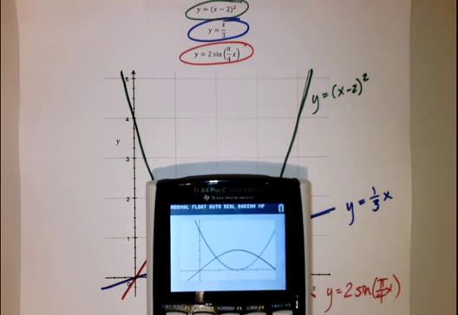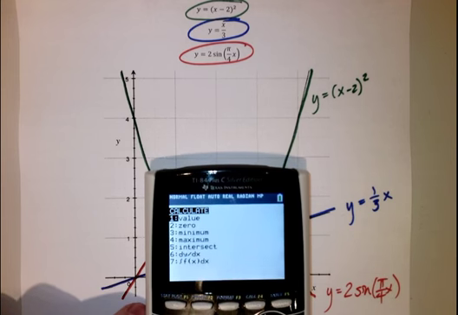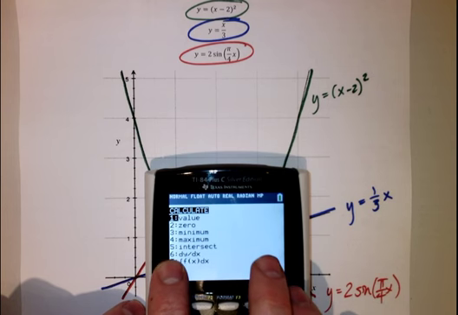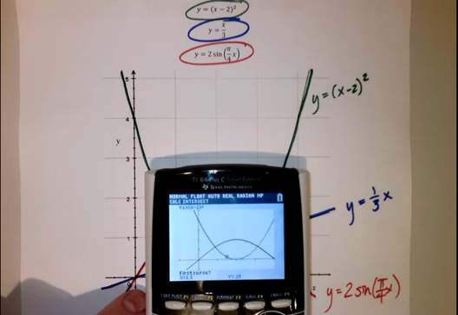To calculate their points of intersection, use second calc. Calc goes right above the trace, so you press the blue second button and then trace, which gives you calc. Down here you see intersect at 5, so press 5, and it gives you what looks like a little flower on one of the curves. Go towards the intersection that you're looking for, get close to it, and press enter. It gives you another flower on the other curve, pretty close to that intersection. Press enter, and it asks, is that your guess?